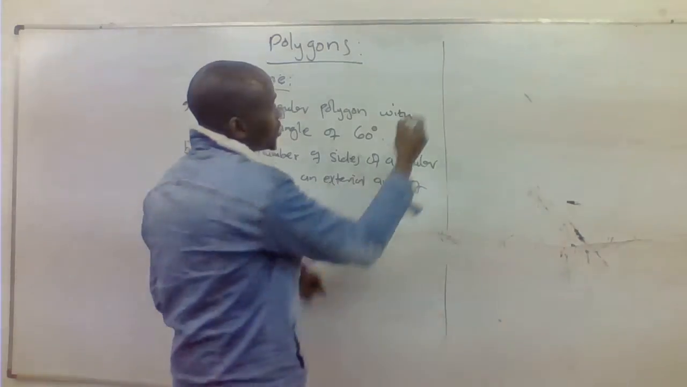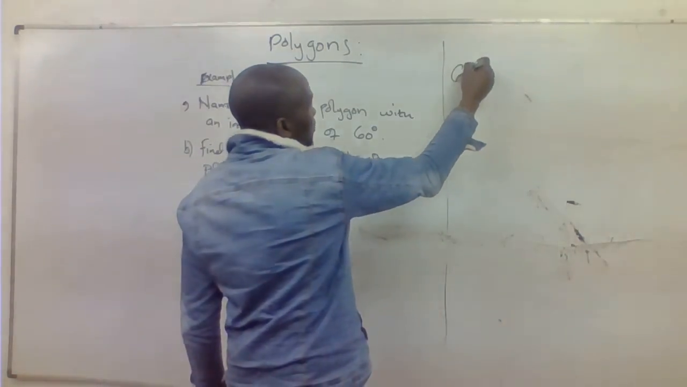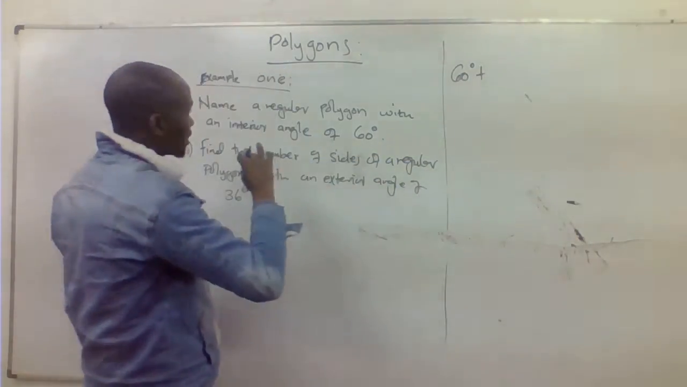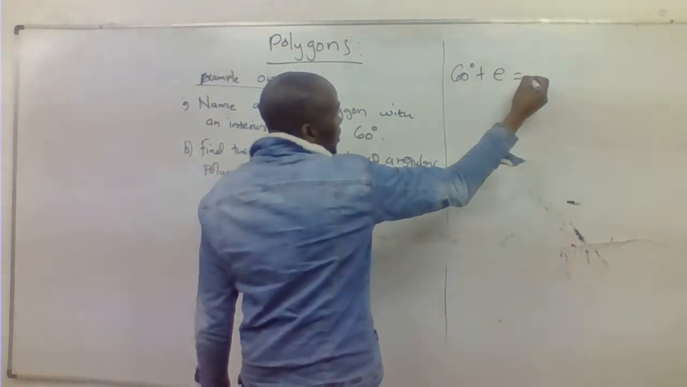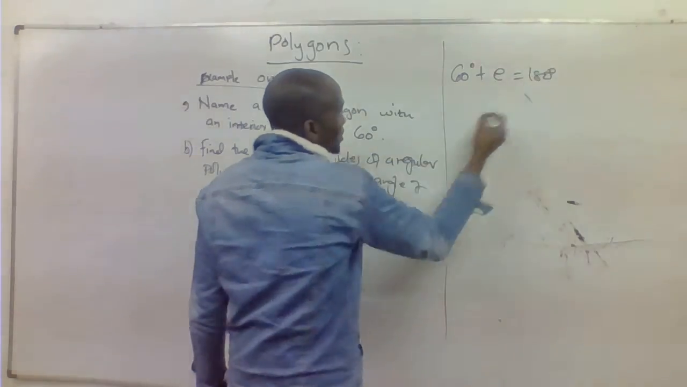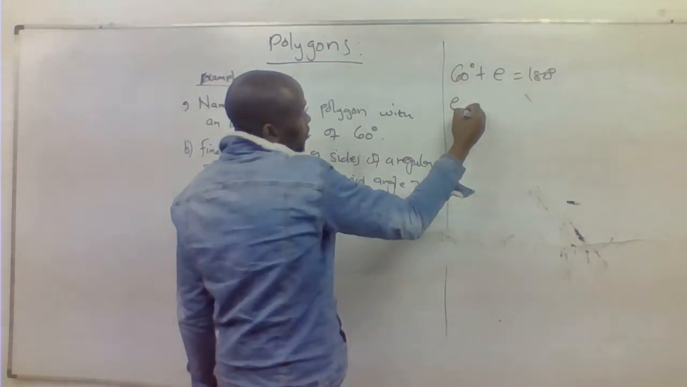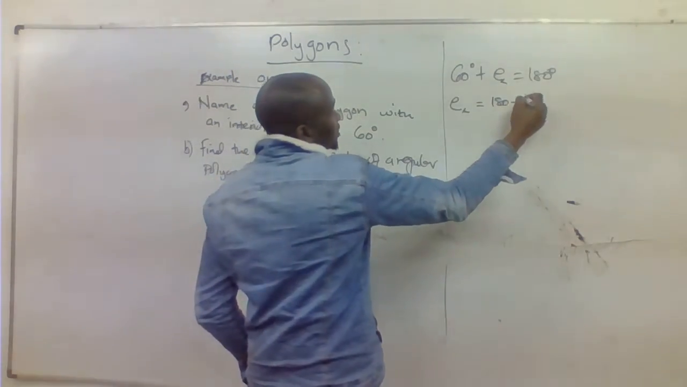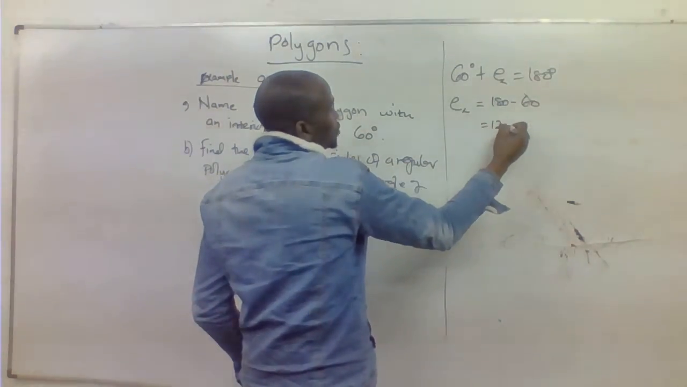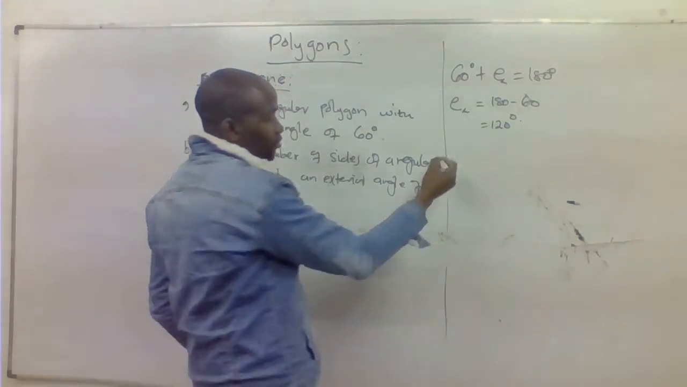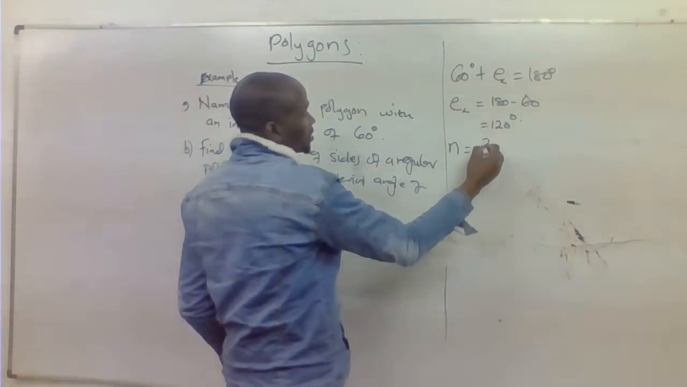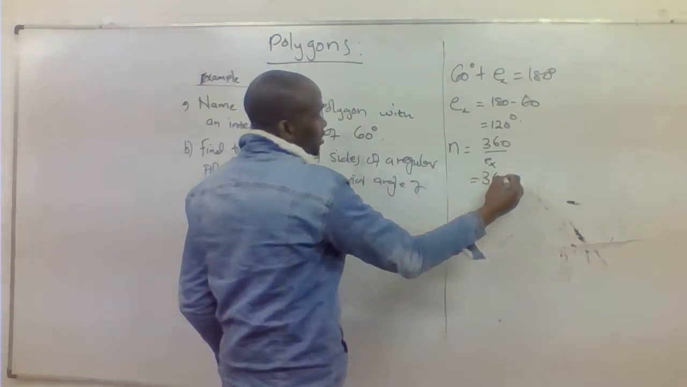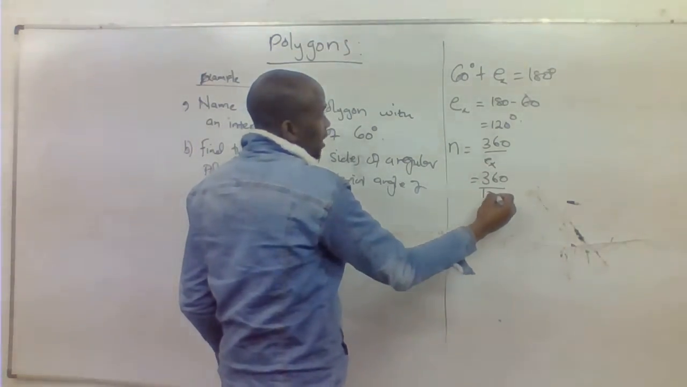So let's do that. I have 60 degrees plus, let's say the exterior angle is represented by E, then it's supposed to give us 180 degrees. Then E, the exterior angle, will be equal to 180 minus 60. This gives us 120 degrees. Now, to know the number of sides, we have said it is 360 divided by the exterior angle. So this will be 360 divided by 120.